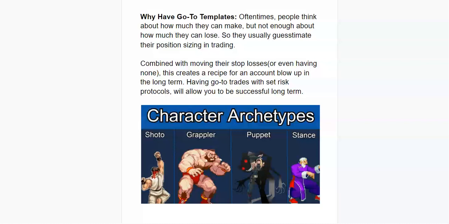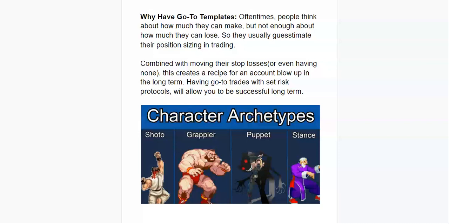So today we're going to talk about 3 different templates you can use to start out for managing your risk. So first off, why have a go-to template? Oftentimes people think about how much they can make, but not enough about how much they can lose. So they usually guesstimate their position sizing in trading, and it's very random. On top of that, people often move their stop losses, or they don't even have any stop losses.